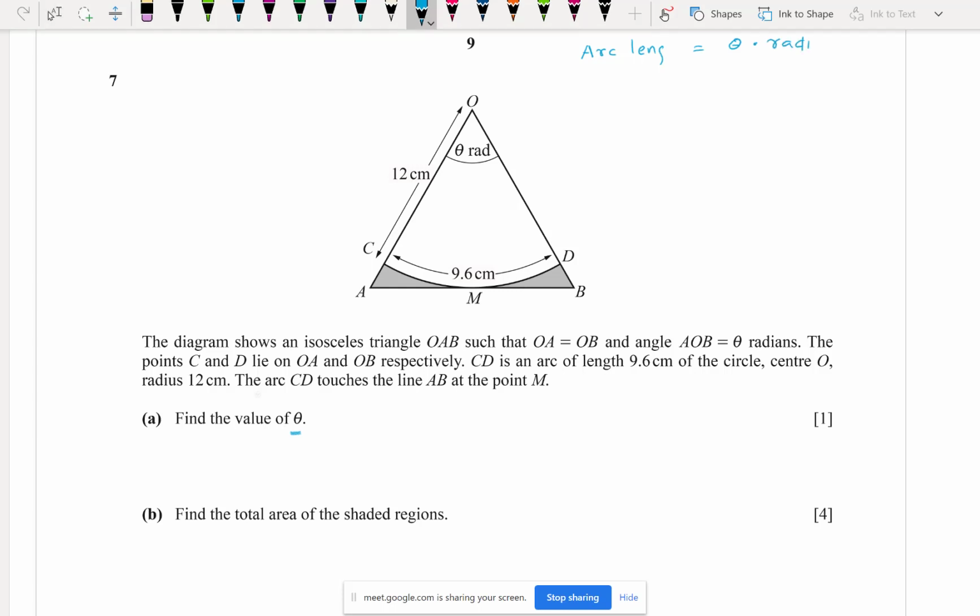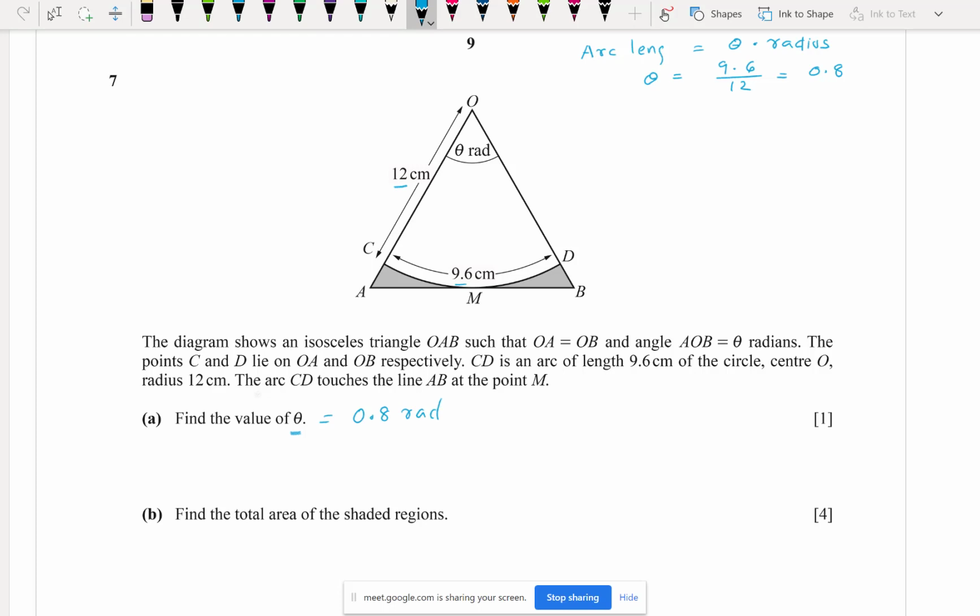So, what is the radius length given here? 12, right? Yes. What is arc length? 9.6. So, theta is 9.6 divided by 12. That will give us 0.8. 0.8 is in radian. Very well. So we're done with that. Let's go to question number 2.